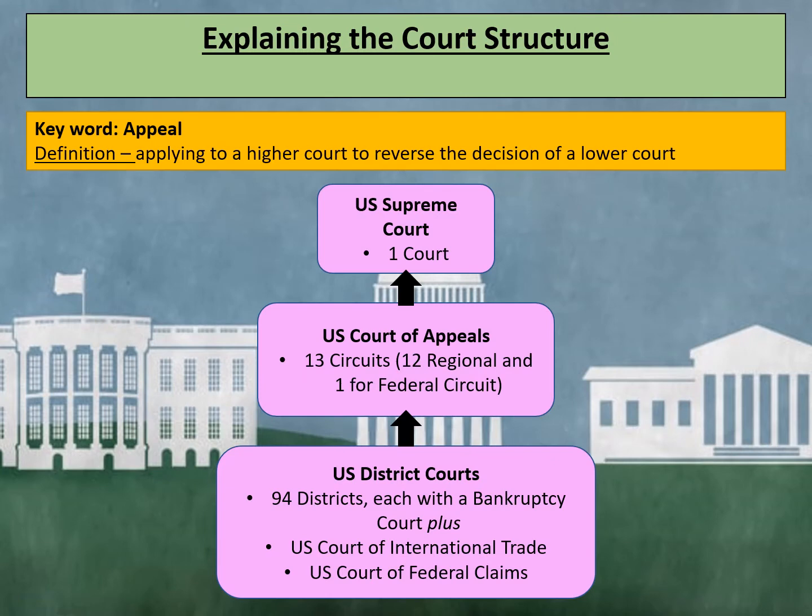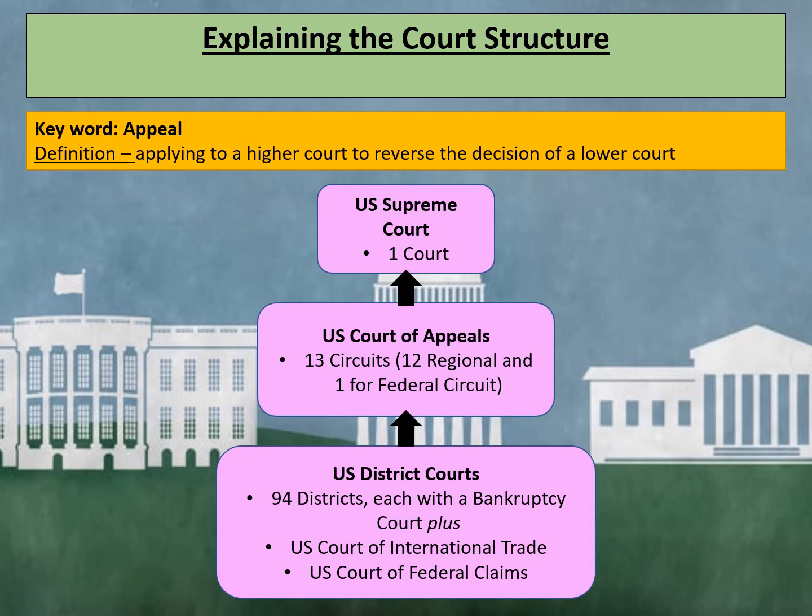We are going to start by looking at the structure of federal courts. As the Supreme Court is the highest court in the US and the final court of appeal, it is important to first look at the definition. Appeal means to apply to a higher court to reverse the decision of a lower court. Unlike in a criminal trial, the Supreme Court does not concern itself with the facts of the case, nor does it concern itself with the guilt or innocence of either party. Instead, it focuses on cases that are of constitutional importance.